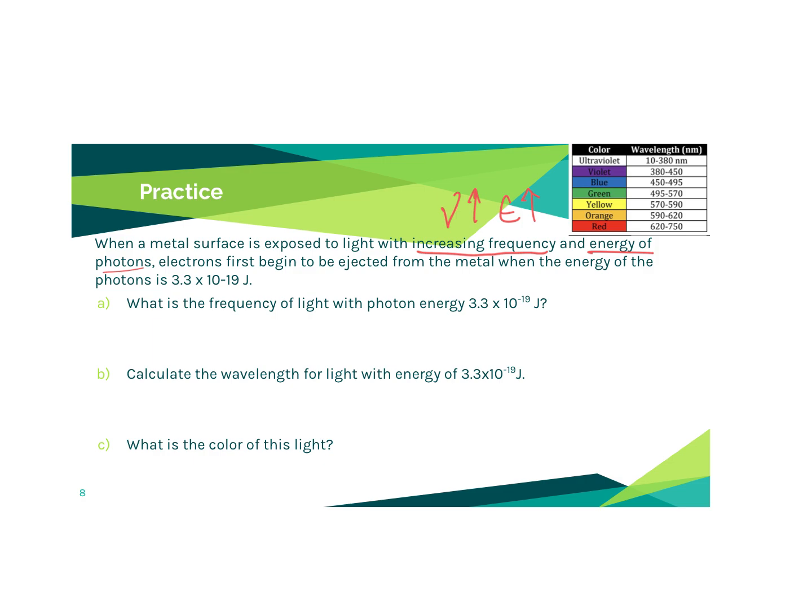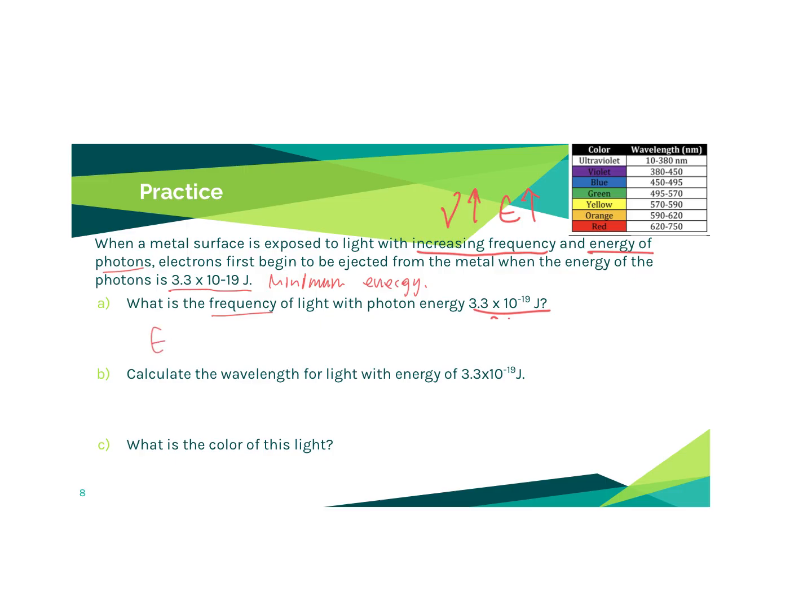Electrons first begin to be ejected from the metal when the energy of the photon is 3.3 times 10 to the minus 19. And so this is our minimum energy that I was talking about, right? Anything lower, you're not going to get any electrons being emitted because it's the minimum energy. So we're asked, what is the frequency of light when a photon has the photon energy of 3.3 times 10 to the minus 19 joules?